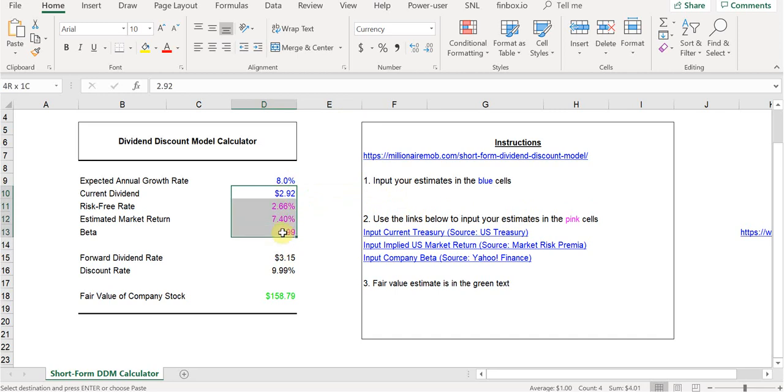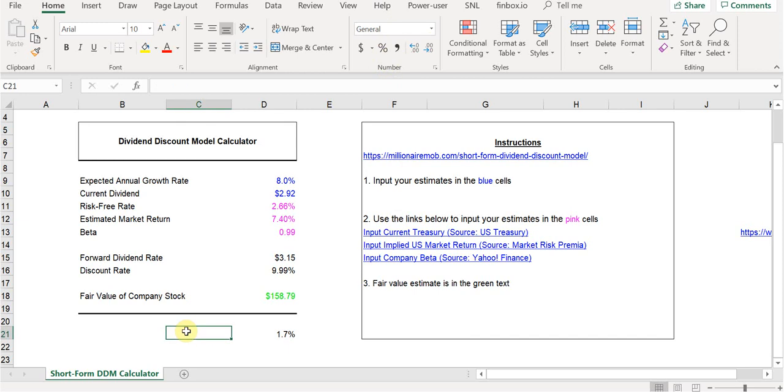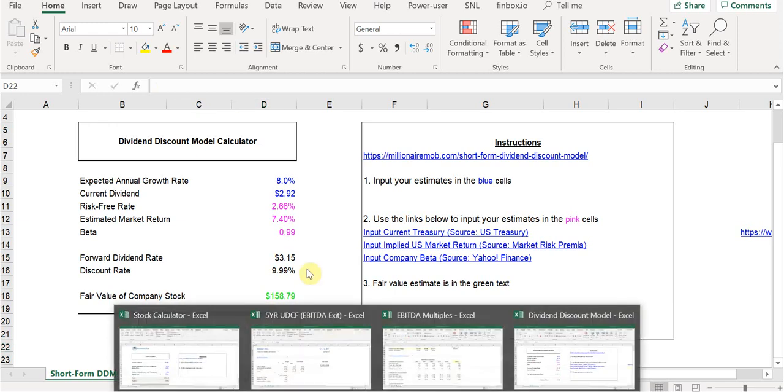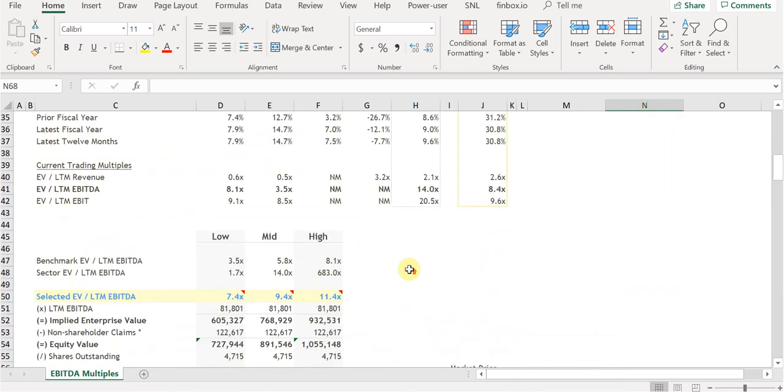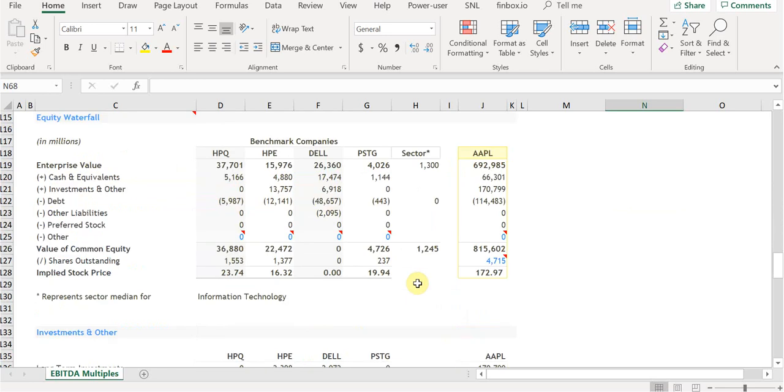I've input all the information related to Apple. So expected annual growth rate of 8%. Their yield right now, if this is right around 173, is a 1.7% dividend yield. Okay. They pay out their EPS. EPS may not be in here.